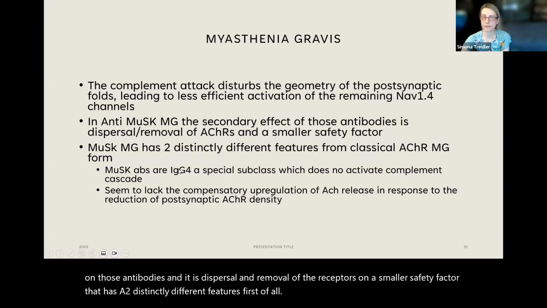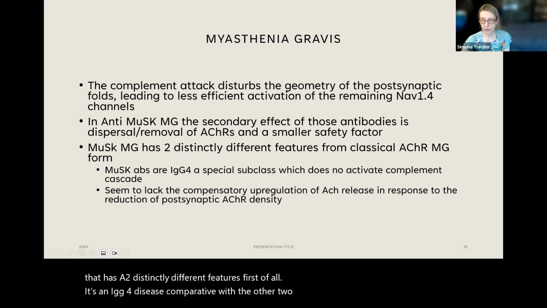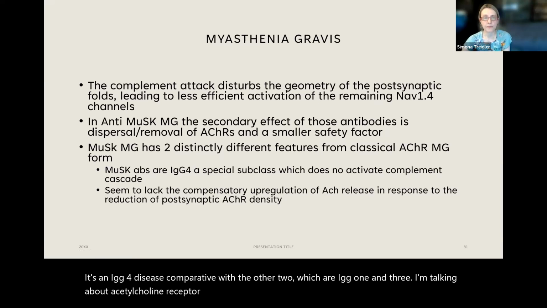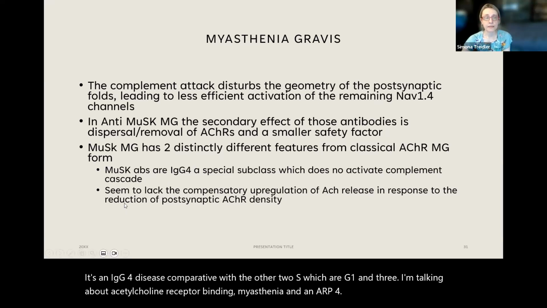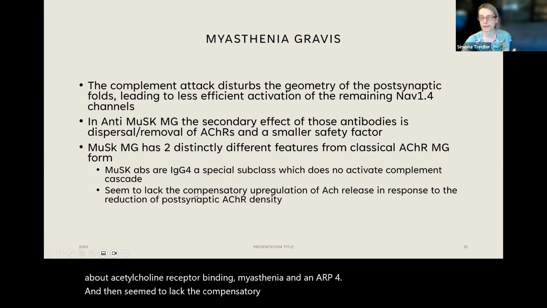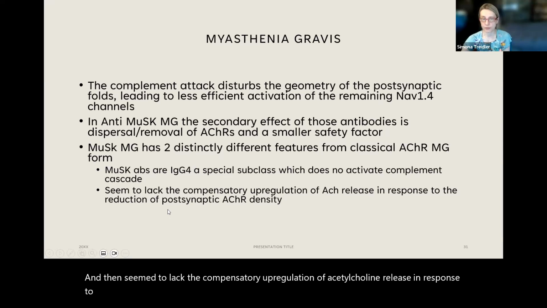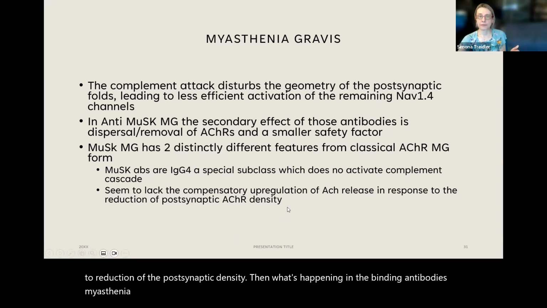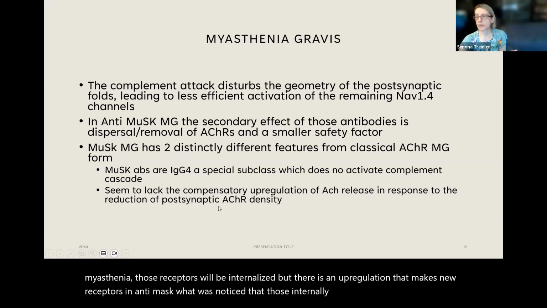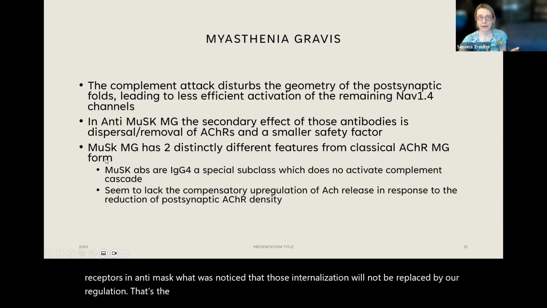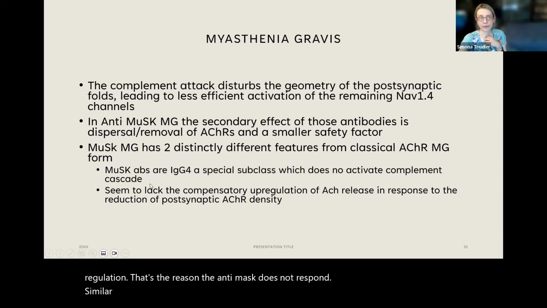It has two distinctly different features. First of all, it's an IgG4 disease, compared with the other two, which are IgG1 and 3. I'm talking about acetylcholine receptor binding myasthenia and anti-MuSK, which seems to lack the compensatory upregulation of acetylcholine release in response to reduction of the postsynaptic density. In binding antibody myasthenia, those receptors will be internalized, but there is an upregulation that makes new receptors. In anti-MuSK, it was noticed that the internalization is not replaced by upregulation. That's the reason anti-MuSK does not respond similarly to the other myasthenia gravis cases to pyridostigmine, for example, or IVIG.